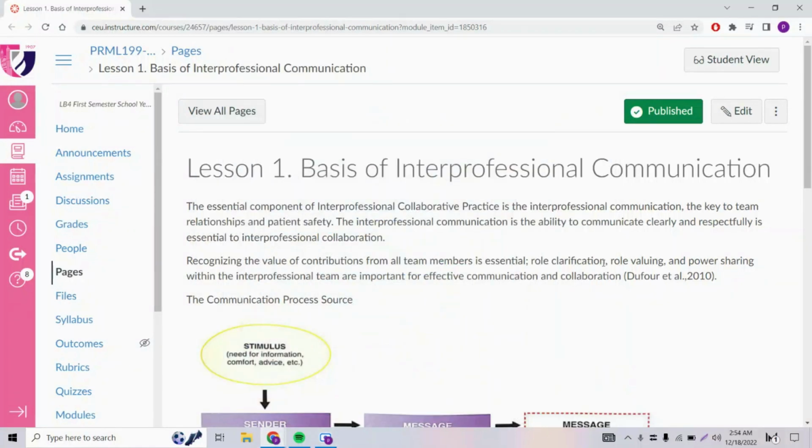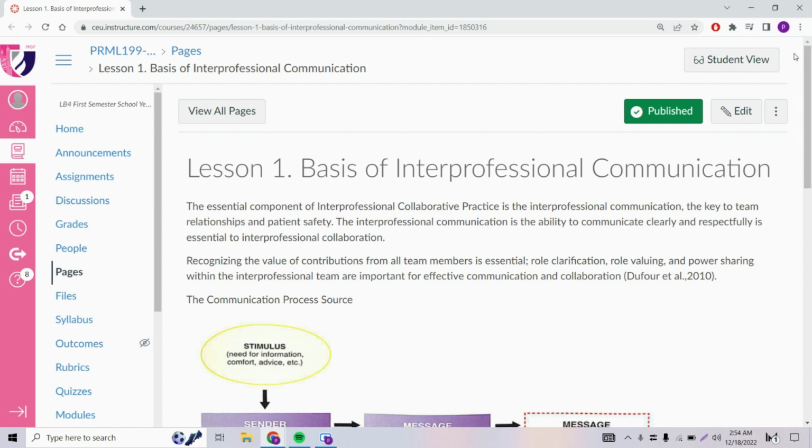Okay, class, good day. So, for this lesson, we're going to tackle your Module 3 of your Interprof. I do apologize for the delay in uploading this. I had some problems in the past few days. Nonetheless, let's tackle your Module 3.